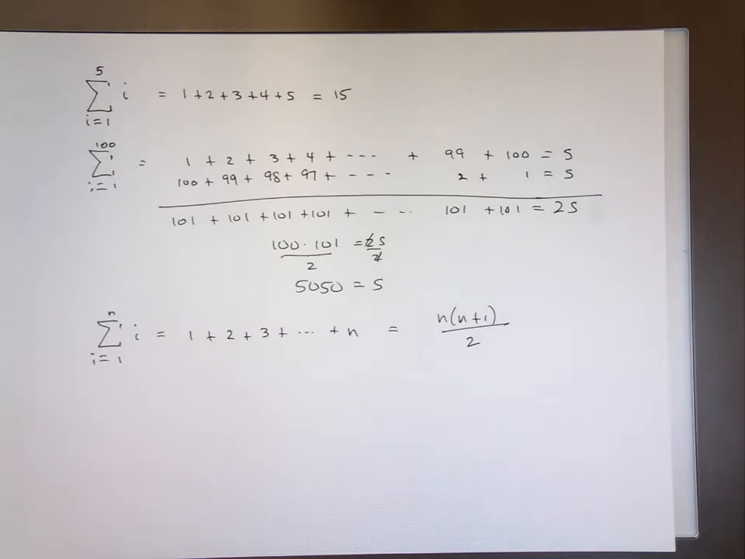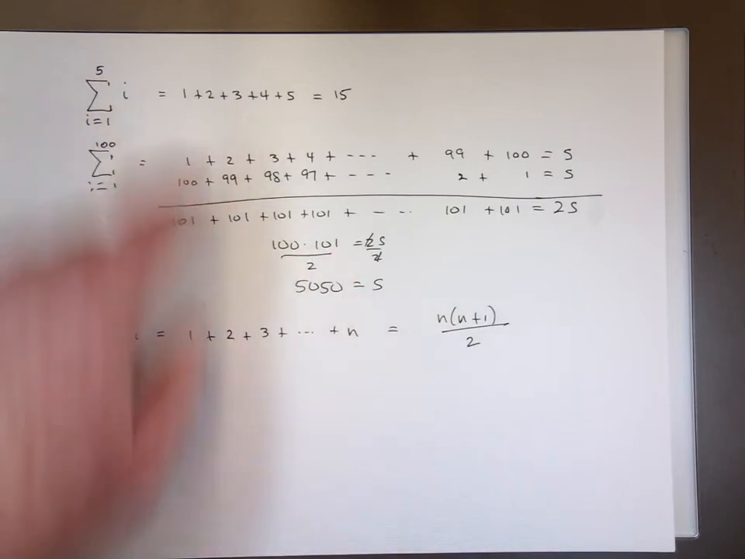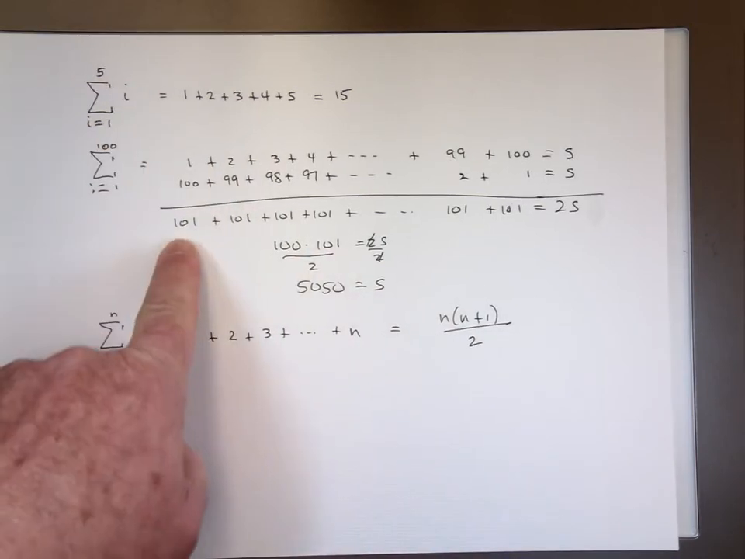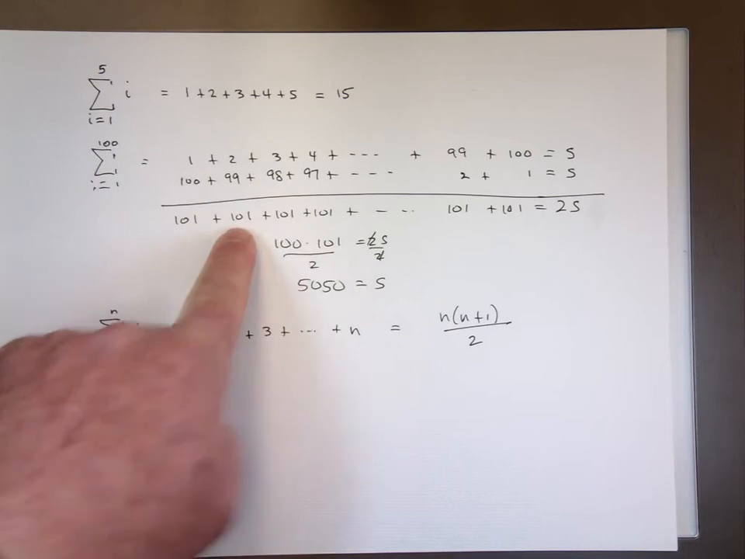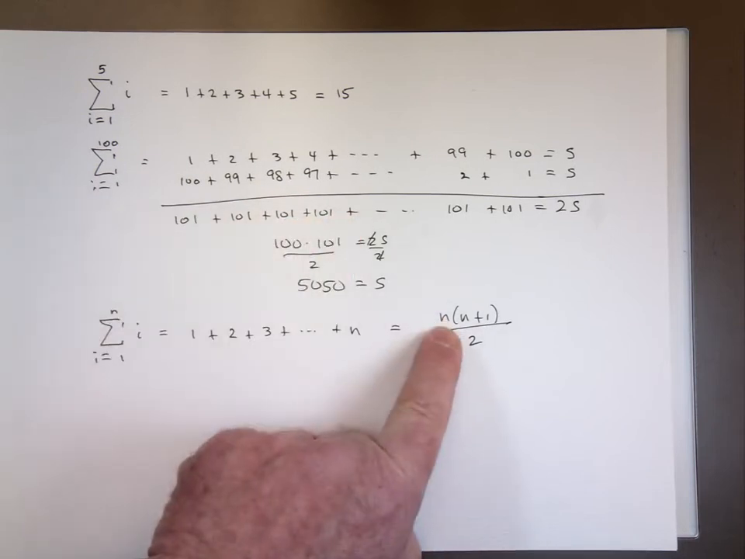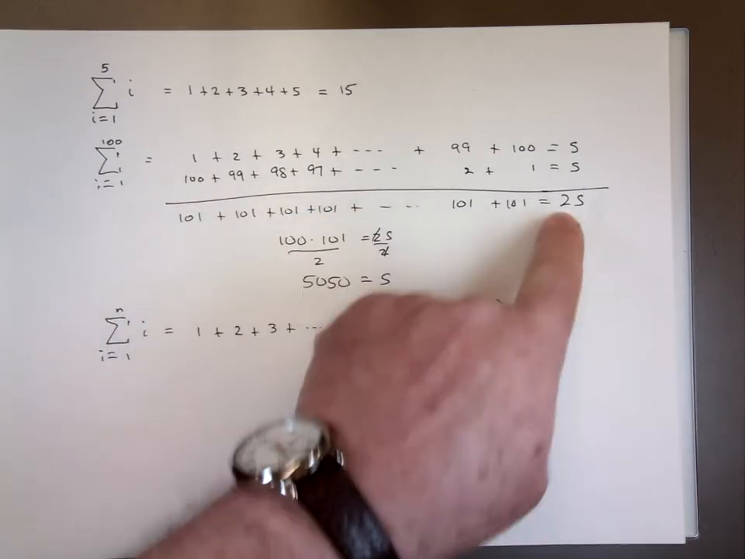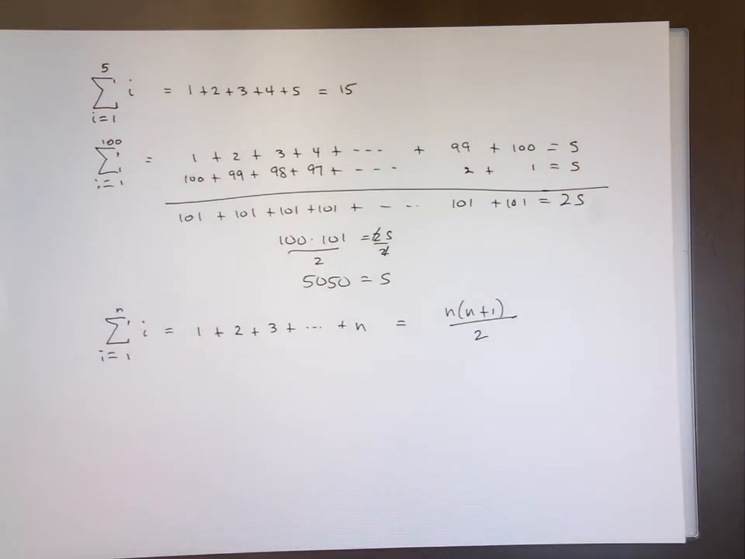And check out what Gauss did here. When he added them up, he got n plus 1. And there's n of those n plus 1s, but you have to divide by 2 since we summed them up to get 2 times the sum. That's the formula for the sum of the first n integers.